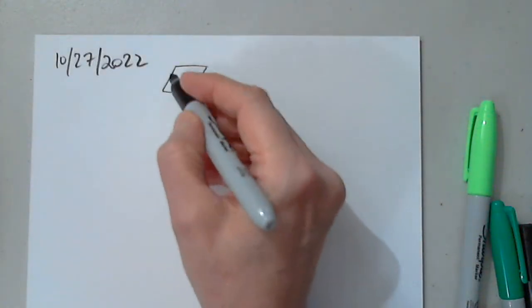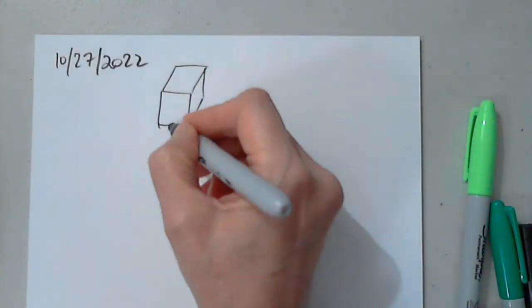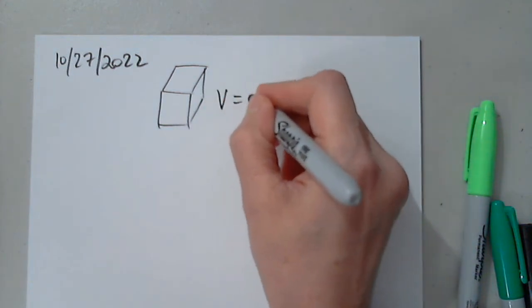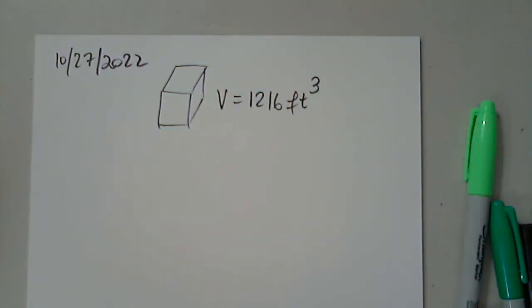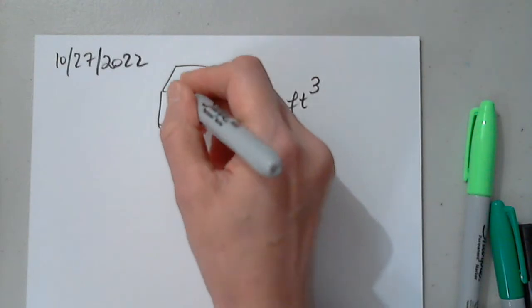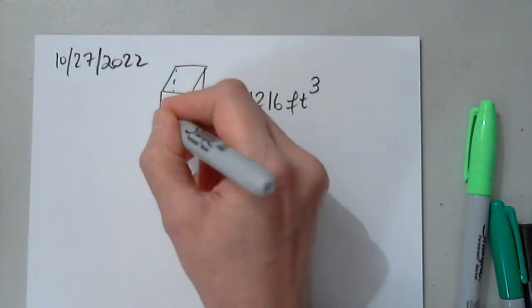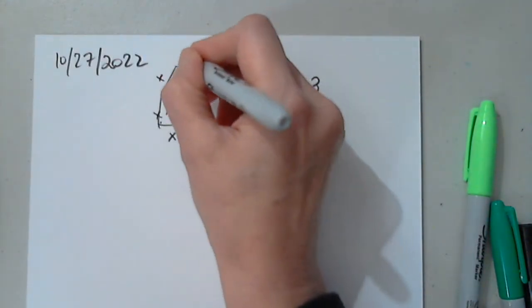So a rectangular box, and it says the volume is 1,216 cubic feet. It has a square base and top. So all these at the base are all x, and the top also x.